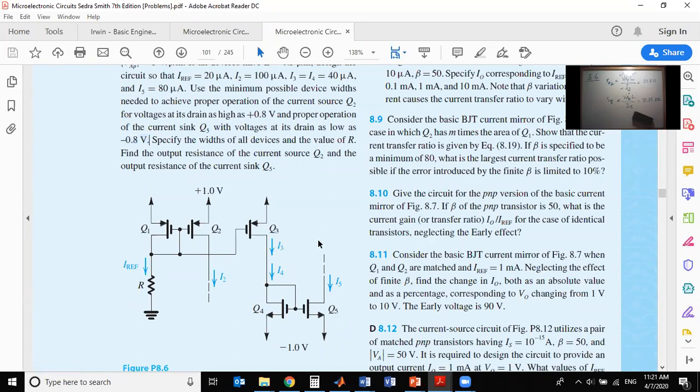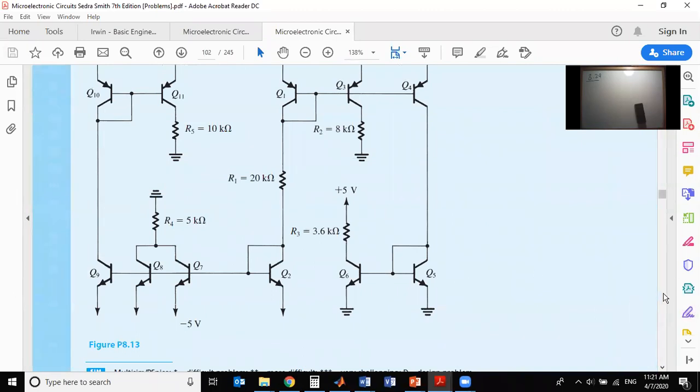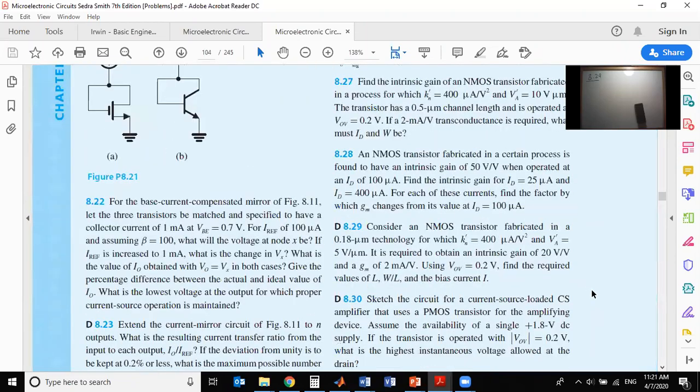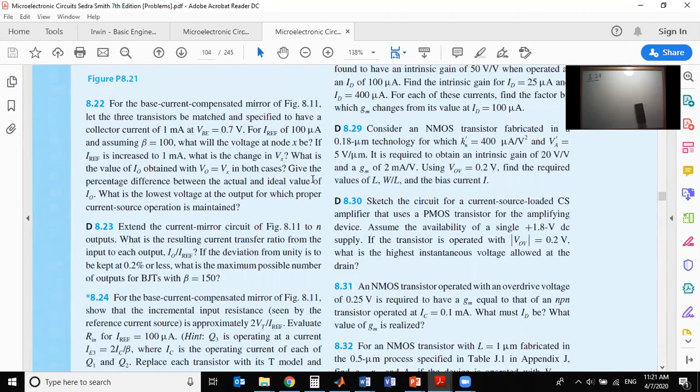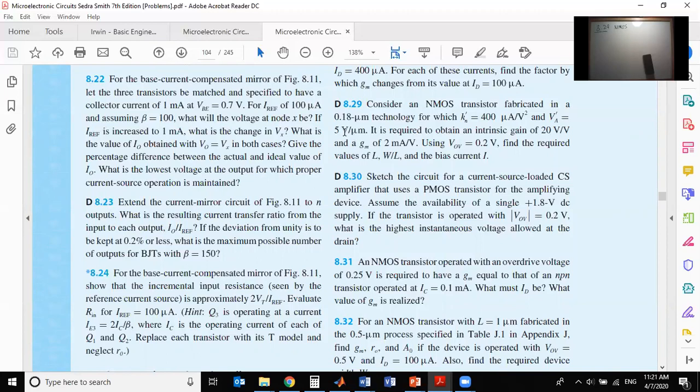Okay, let's go ahead and solve question 8.9. This part on the bipolar junction transistor we are not going to cover, because it's the same way as the MOSFET, which we already covered. It's a design problem also, and you need to consider an NMOS transistor fabricated in a 0.18 micrometer technology. What does this mean? What's 0.18 micrometer technology?